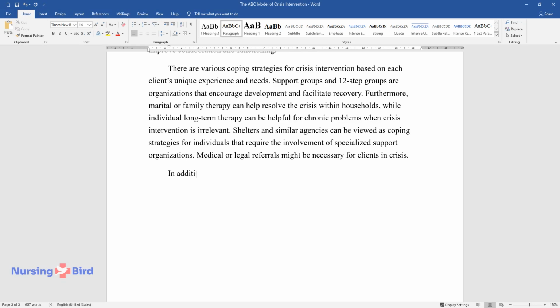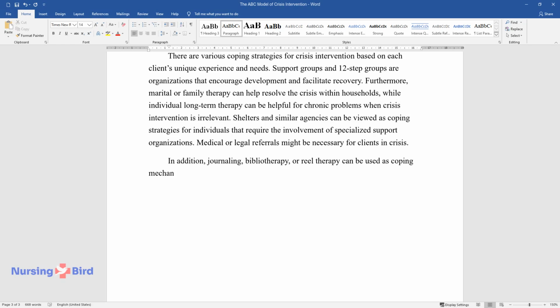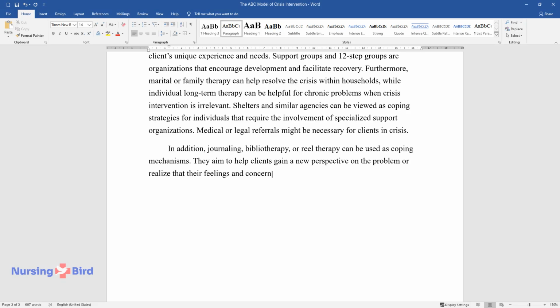In addition, journaling, bibliotherapy, or real therapy can be used as coping mechanisms. They aim to help clients gain a new perspective on the problem or realize that their feelings and concerns are normal, and that they are not alone.